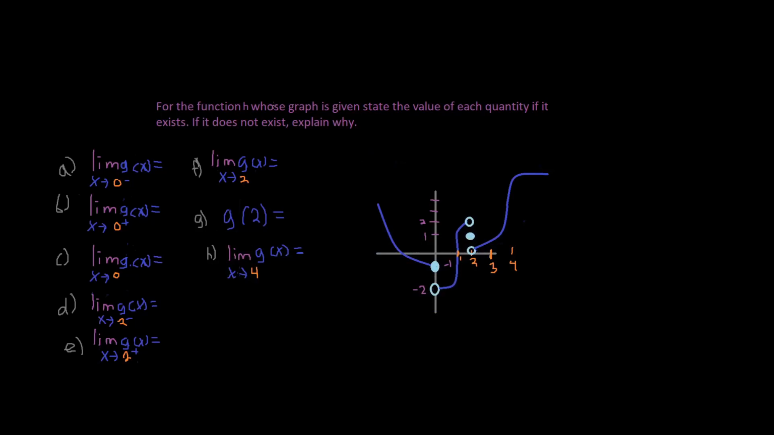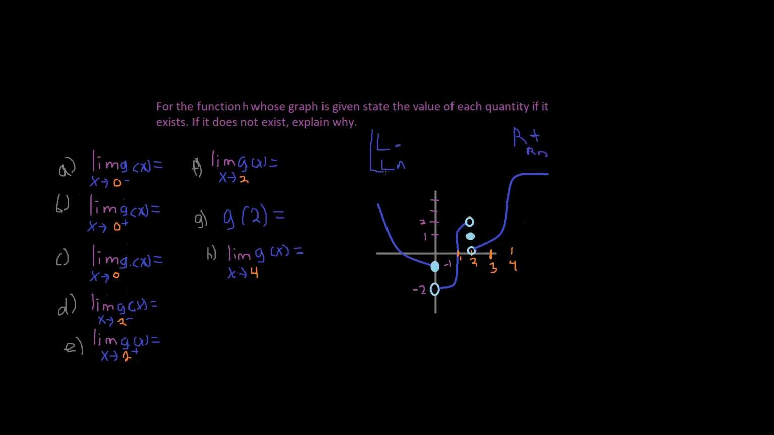Alright, for the function whose graph is given, state the value of each quantity if it exists. If it does not exist, explain why. Alright, so limit of g of x as x approaches 0 from, remember what I said those other times. We put our mnemonics. It says L negative, R positive. And so remember what I told you last time. We put LN, RN. So that's how you guys could remember this.